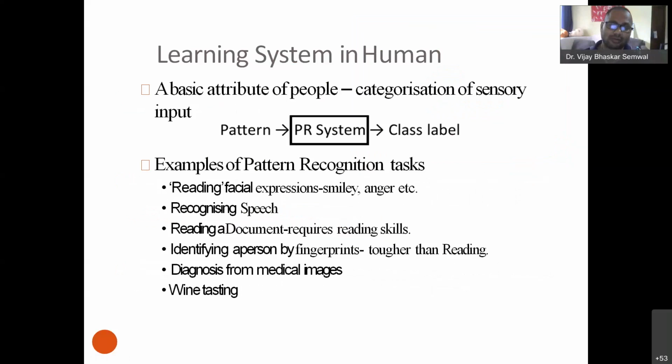Now the question is how a learning system works in humans, and how human beings learn. One thing is that the brain is mimicking some behavior. The basic attribute of people is that they categorize sensory input. We have a vision sensor related to vision, an audio sensor related to audio, a touch sensor specially designed for touching, haptic and other things. For this, we always try to remember the pattern. Human eyes can see n-dimensional data, so we have the capability to see a pattern and try to learn it.